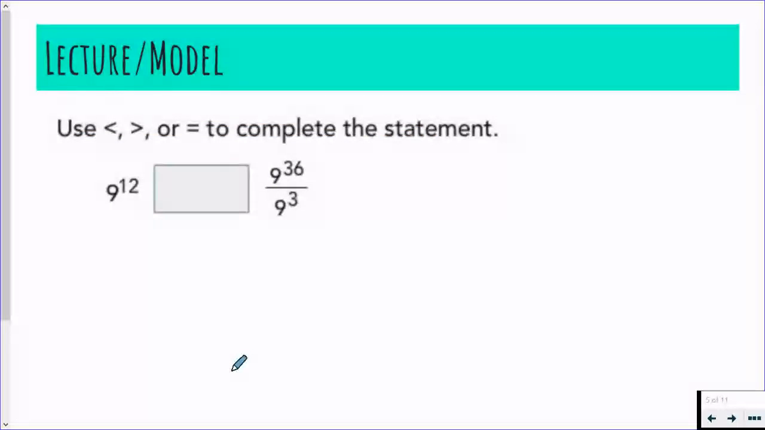All right, I have 9 to the 12th. Is that greater or less than 9 to the 36 over 9 to the 3rd? This would become 9 to the 36 minus 3, which would be 9 to the 33rd. So 9 to the 12th is going to be significantly less than 9 to the 33rd. Again, we subtracted those exponents because we're using our quotient rule.